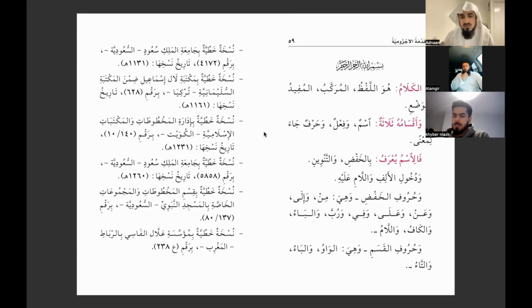He said either you know one of 4 signs. Bil khafdi, khafd is kasrah, so this word is able to accept kasrah. Then tanween: 2 fathas, 2 kasras, 2 dhammas. Wa dukhul al-alif wal lam alayhi, and it can accept alif and lam. Then you got the 4th sign. He says wa huroof al-khafdi. Huroof al-khafd, khafd also means jar, i.e. certain huroof, when they come before a word, they give the word after it a kasrah.